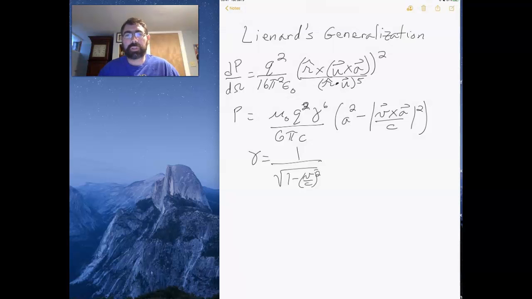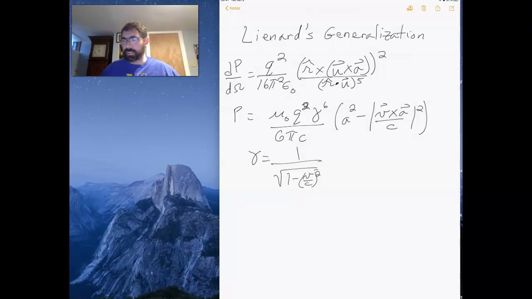In this lecture, what I'd like to do is start with Liénard's generalization. So these are the equations we worked out in the previous lecture, where this is the differential power or the total power you get for a moving charge. A charge is moving at a velocity v and acceleration a.